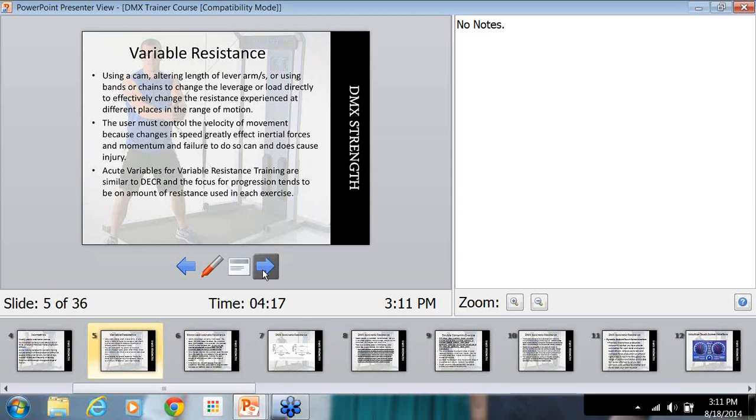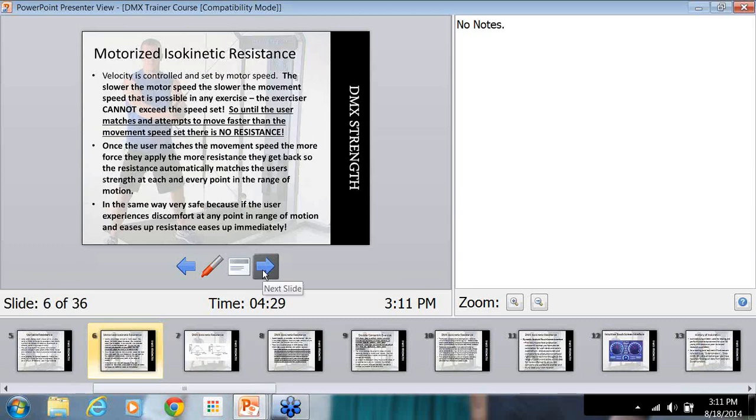Acute variables for this type of training are very similar to isotonic or DCR, so the focus for progression tends to be on the amount of resistance used in each exercise, but you have all those other acute variables we mentioned previously. Motorized isokinetic resistance, and this is true isokinetic resistance, is motorized. The velocity is controlled and set by a motor, meaning the resistance comes through the motor system. So the slower the motor speed, the slower the movement speed that is possible in any exercise. You can't overcome the motor.